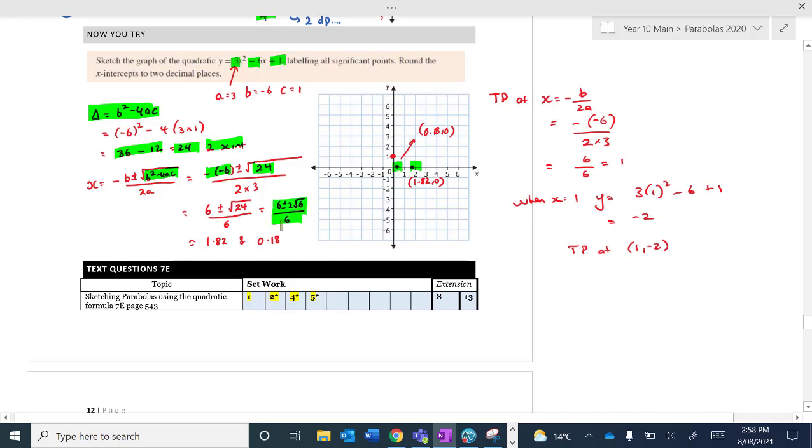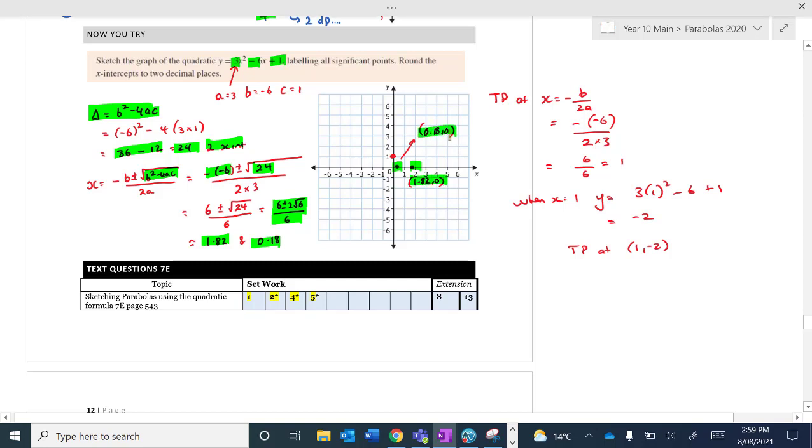And of course, then put that in your calculator. You're going to need to use your CAS for these because it can be quite tricky to do that in the green calculators. That gives us 1.82 and 0.18. So there you go, there's my two x-intercepts.